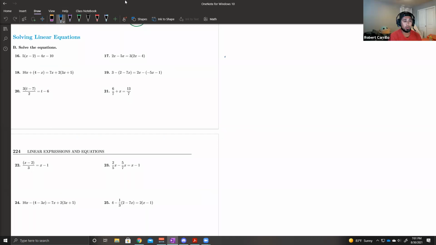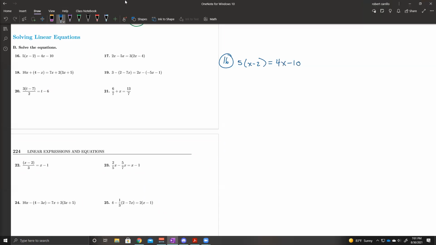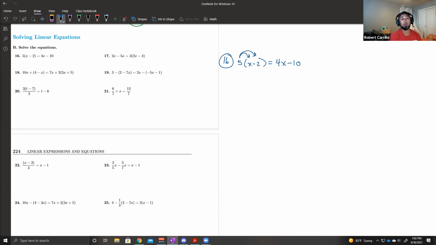Okay, so I'm gonna write it out here since there's little space in between each problem. So 5 times x minus 2 equal to 4x minus 10. Okay. So in order to solve for x, the first thing we're going to need to do on the left side is distribute this 5 into the parentheses. So it's going to be 5 times x minus 2. So we shall get 5x minus 10 equal to 4x minus 10.